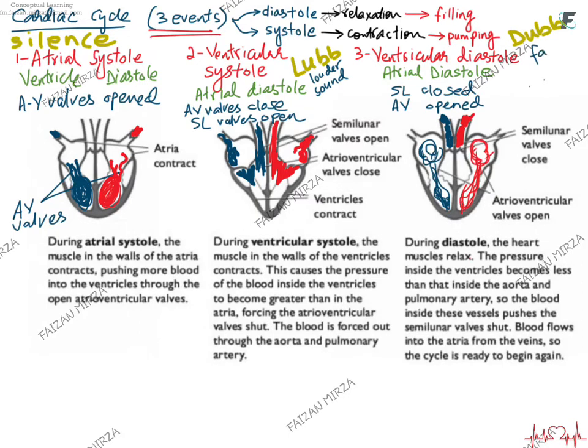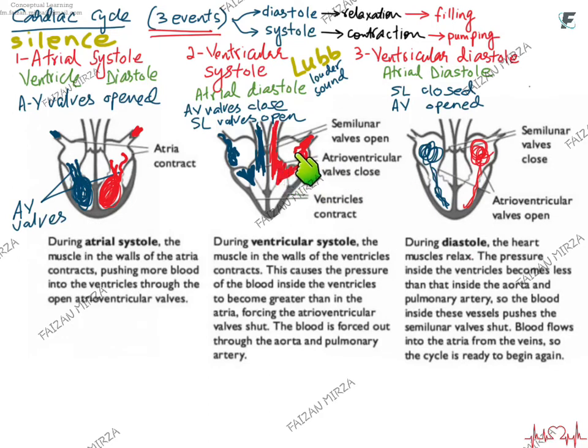So I think this went very quickly, so I'll just go through it once again. You can see here that the blood was here in the right atria and the left atria, and since the AV valves were open, the blood from here, without any contraction of the atria, trickled down into the ventricle just by the opening of the valve.